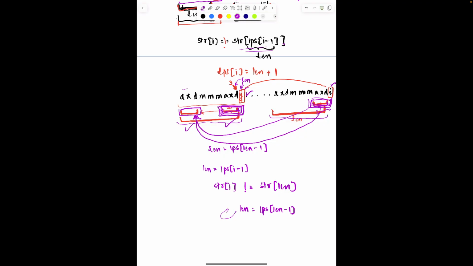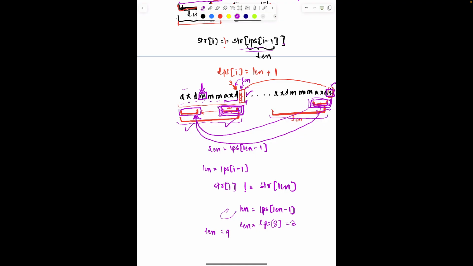So now in this case, first you had len equal to this. So let me just calculate the indexes: 0, 1, 2, 3, 4, 5, 6, 7, 8, 9, right? So we had len equal to 9. Now, because we got LPS of len minus 1, so LPS of 8 equal to 3. Now my len is 3. So it's here, right? Now I'm going to try to match these two characters.